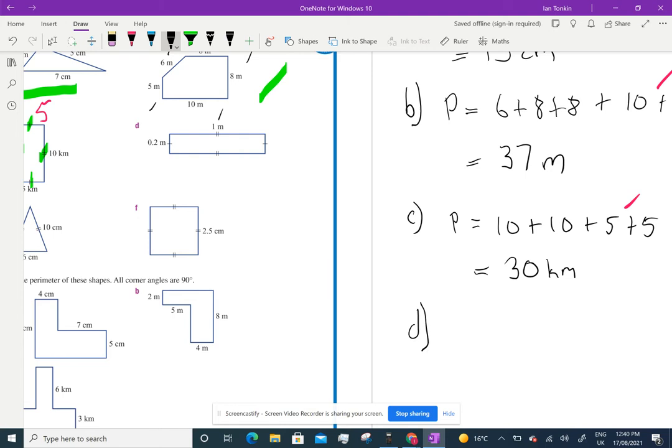D. Oh, here we get a decimal, and we've got the same figures. So we know that that and that are the same, and that and that are the same. So my perimeter equals 1 plus 1 plus 0.2 plus 0.2. Well, 1 plus 1 is 2, and 0.2 plus 0.2 is 0.4, altogether 2.4, and we've got metres.